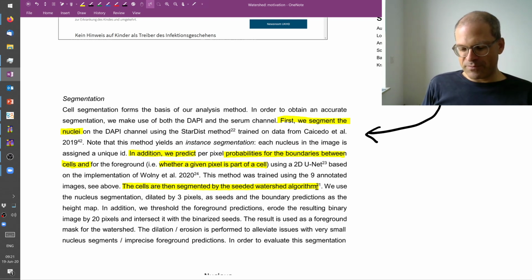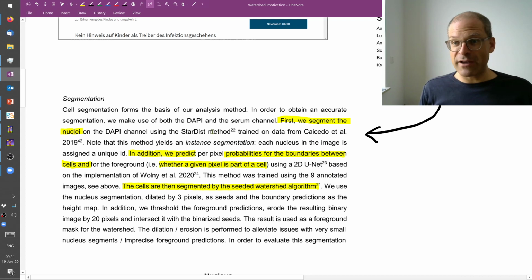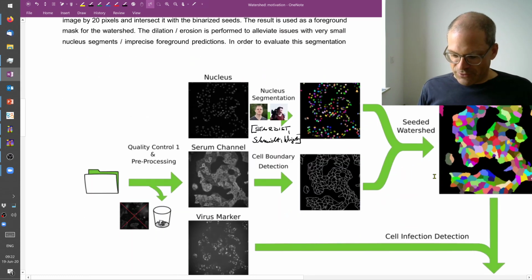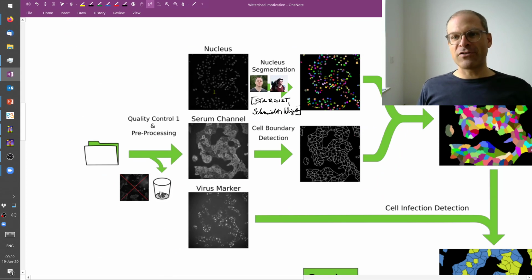Instead, this was a mixture of a little bit of deep learning to detect nuclei and for the foreground background segmentation, but the rest was done using more traditional image analysis, computer vision methods. And one of these, the seeded watershed, we'll talk about today. In a bit more detail, these images have a few channels, one showing the nuclei, one showing serum, and one showing virus marker. And you will see that there are many nuclei, but we don't have virus marker everywhere. And that was on purpose.